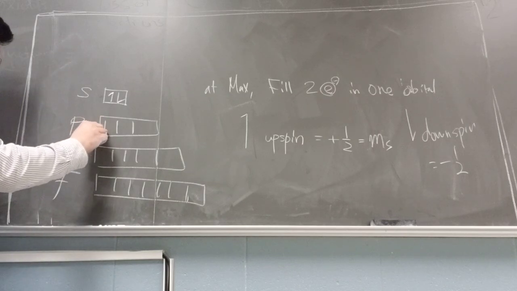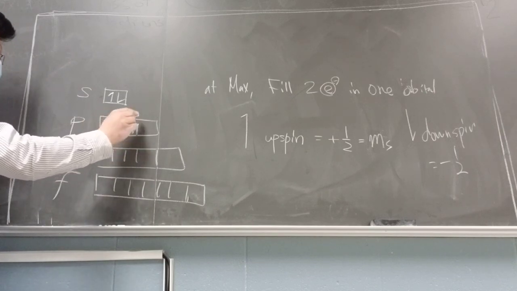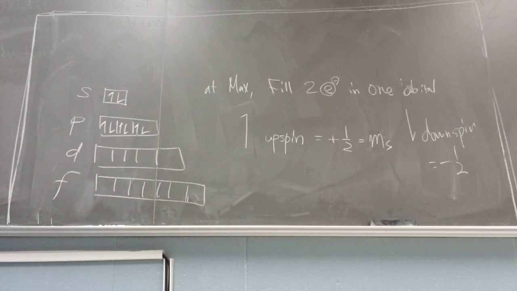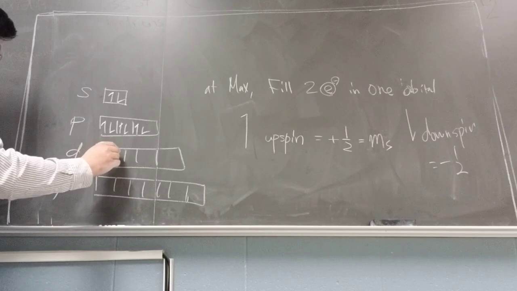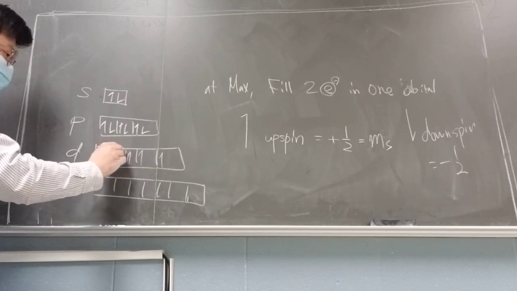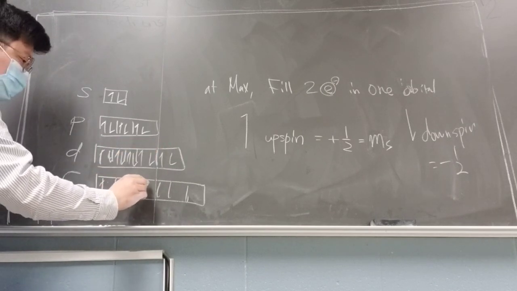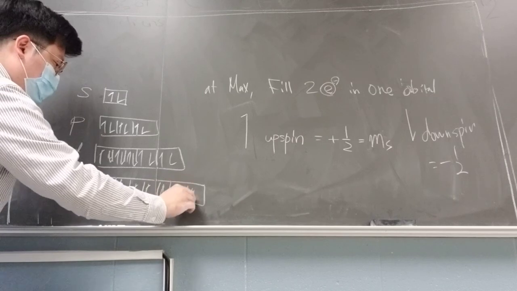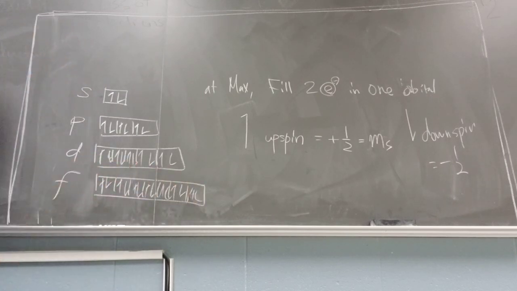You just fill the electrons here, and then you can fill the down spin later. So at max in P orbital block, you can have only 6, 2 for each. Same. Okay. So it will be 10, it will be 14.